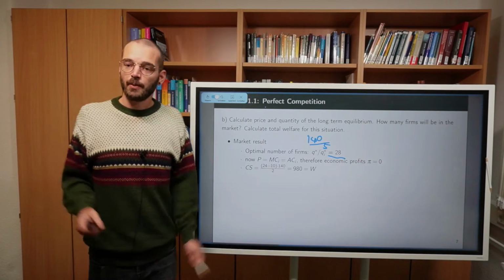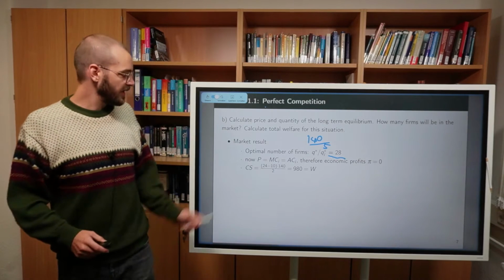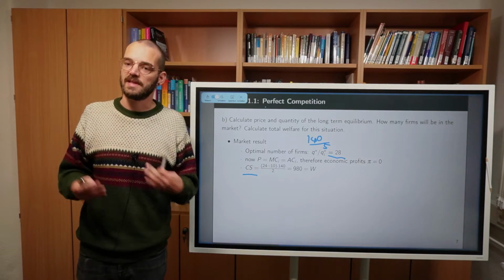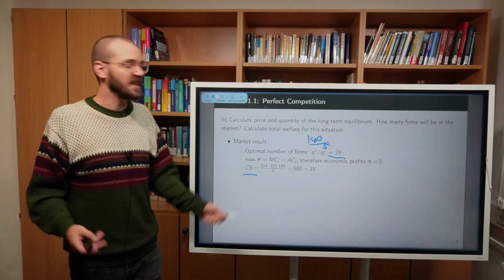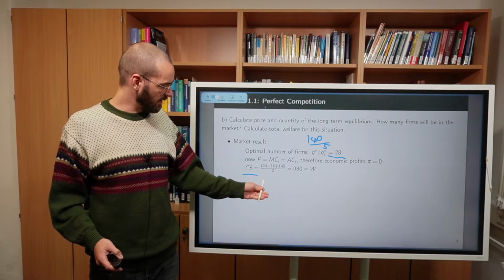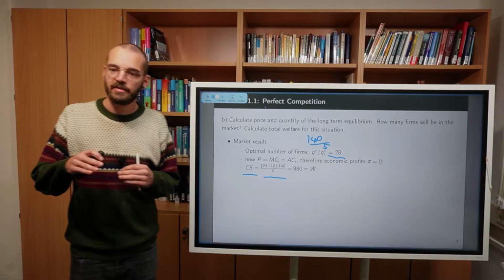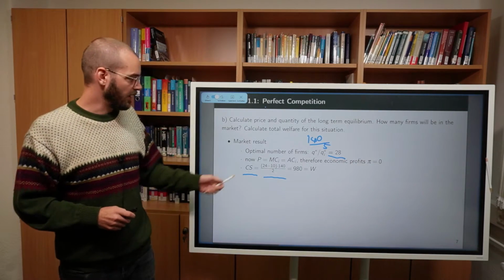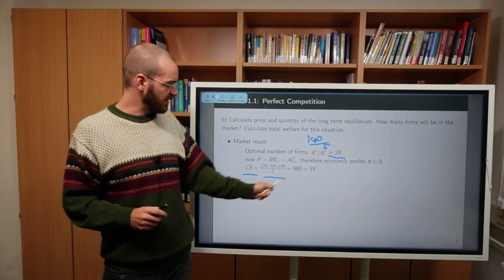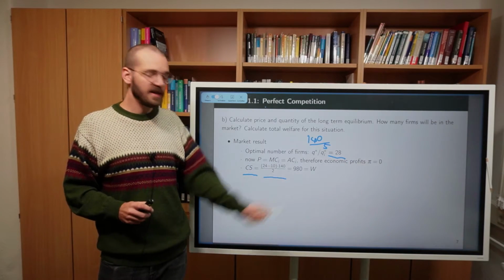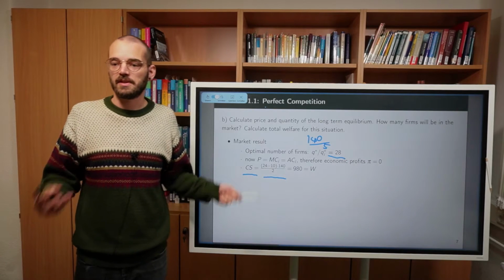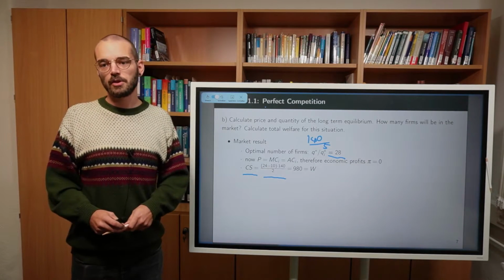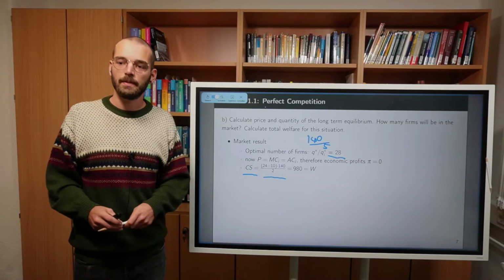So in order to find the welfare, we can simply calculate consumer surplus. Again, because the demand function is linear in our case, we can simply calculate it as the triangle below the demand function and above the market price. And doing this, we find out that the consumer surplus equals 980, which of course, because profits are 0 in this scenario, also equals the total welfare in the market equilibrium.